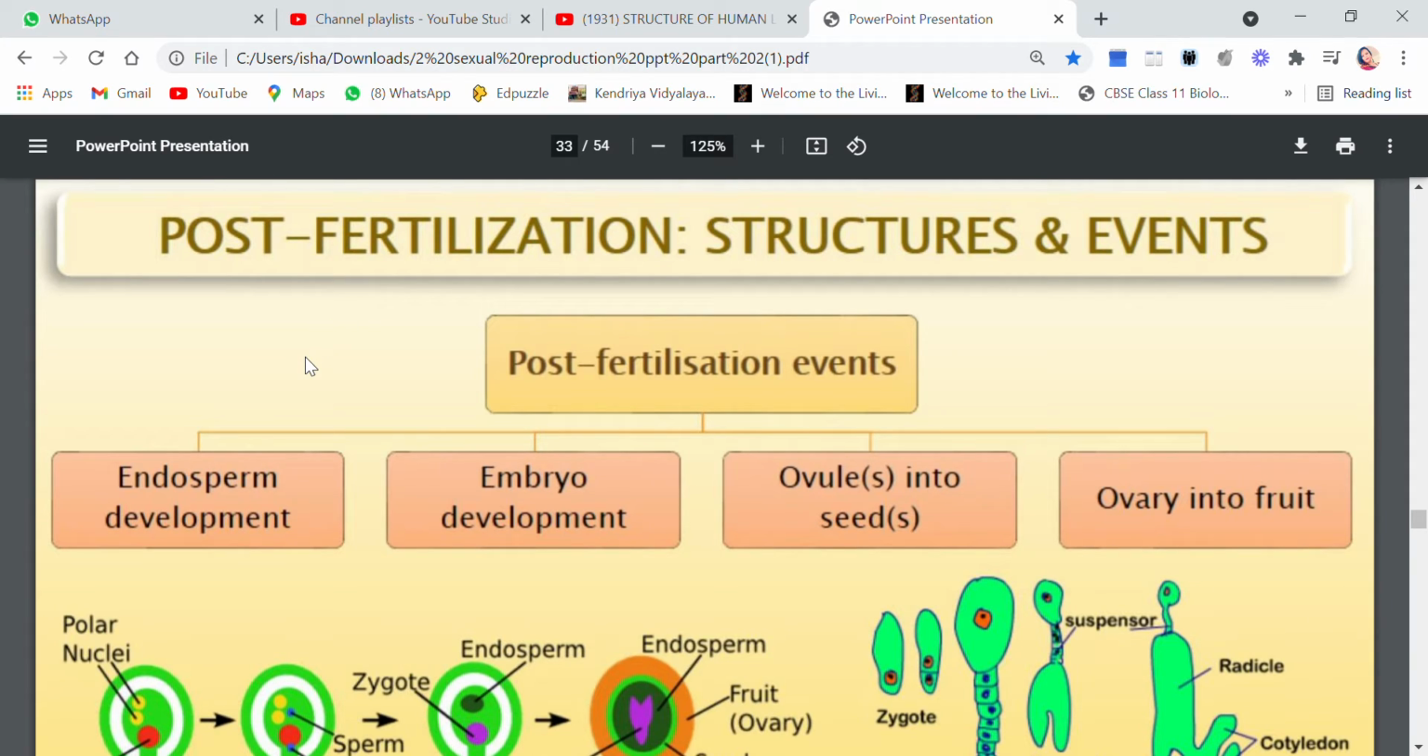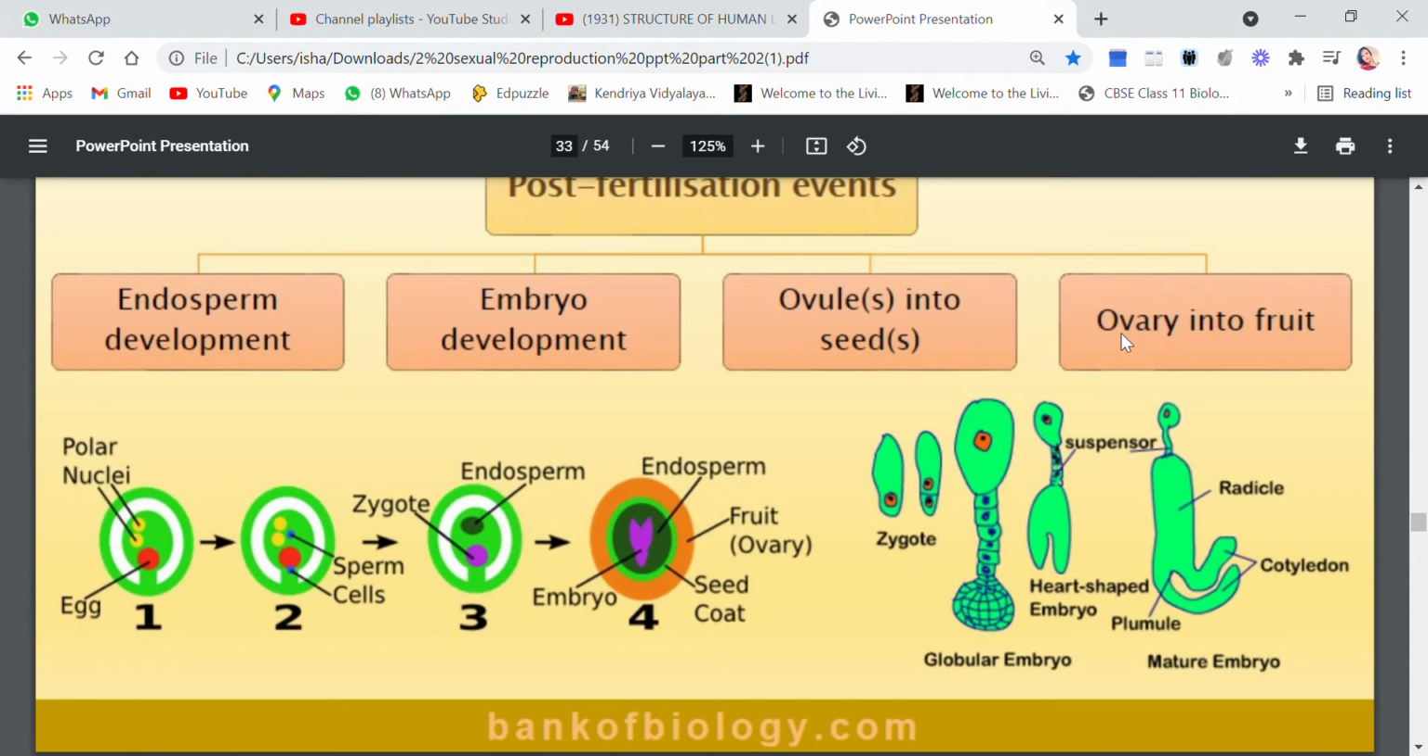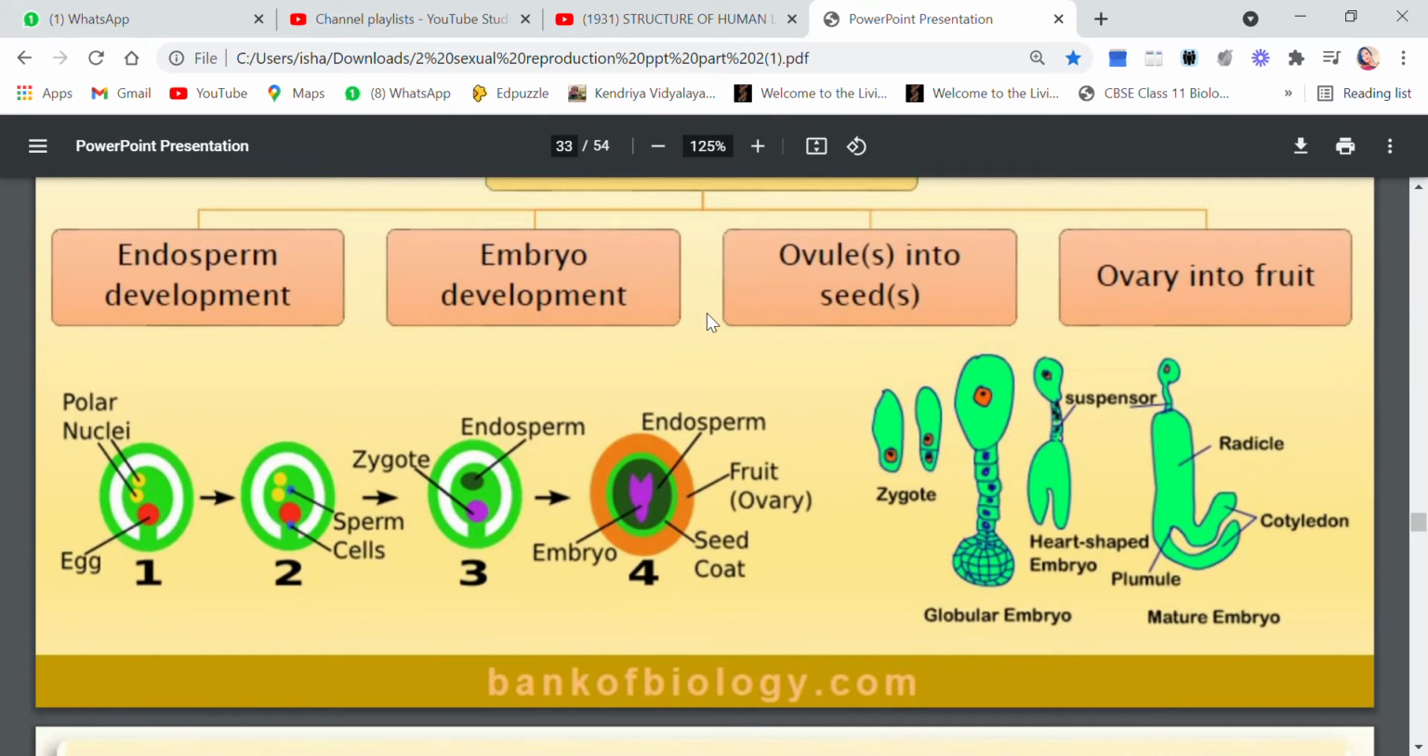So now in this video we are going to discuss the post fertilization events. As you see here, the post fertilization events are divided into many options. The first one is endosperm development, then embryo development, then ovules into seeds: ovule will develop into seed, and ovary will develop into fruit. So these are the various post fertilization events. We will see them one by one.